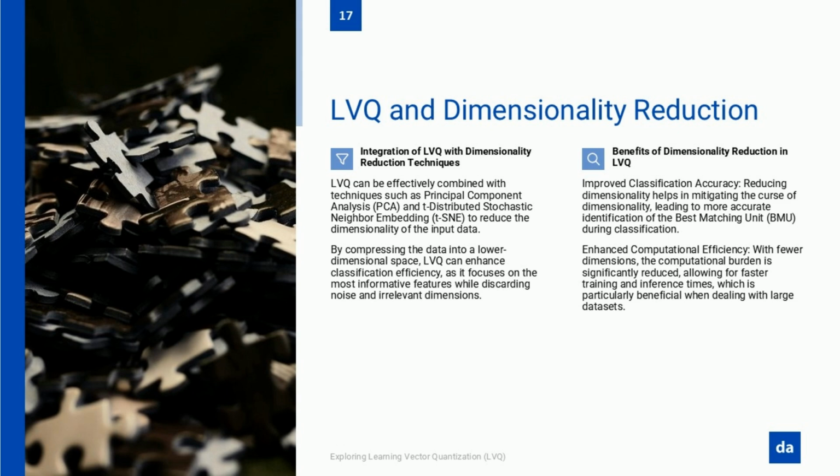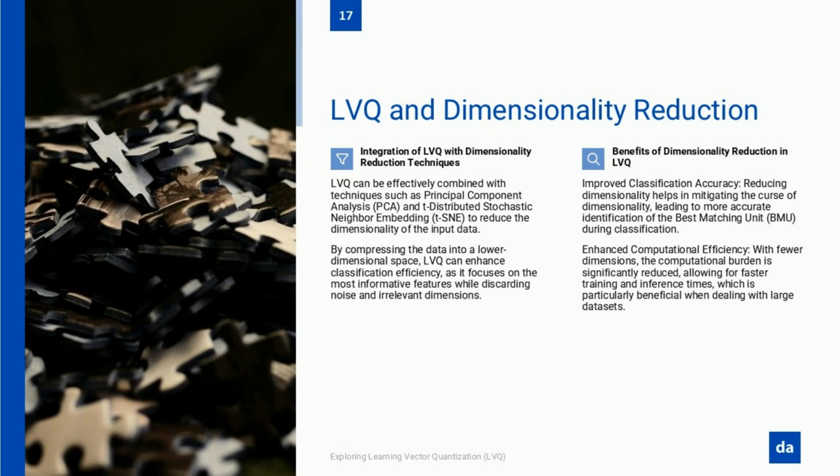LVQ, like many other distance-based models, suffers from this problem. When there are too many dimensions, the distance between points starts losing its effectiveness. Everything seems equally far apart, and classification becomes unreliable. If we feed LVQ too many irrelevant or redundant features, we're making it work harder for no real gain. The solution? Dimensionality reduction techniques, methods that strip away the noise and focus only on the features that actually matter.